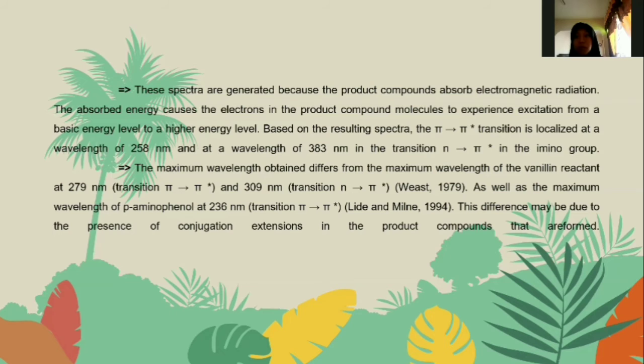The maximum wavelength obtained differs from the maximum wavelength of the vanillin reactant at 279 nanometers, π to π* transition, and 309 nanometers, n to π* transition, as well as the maximum wavelength of p-aminophenol at 236 nanometers, π to π* transition. This difference may be due to the difference in the product compounds that are formed.